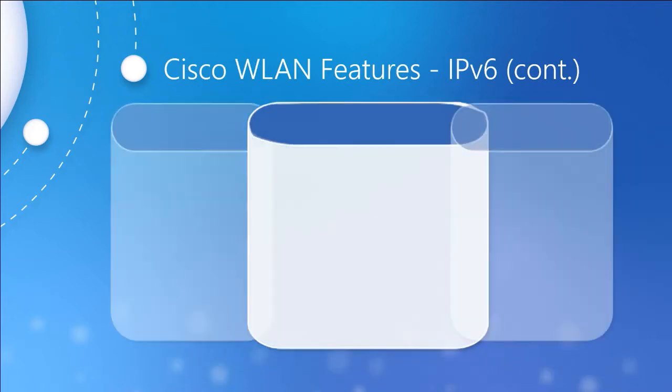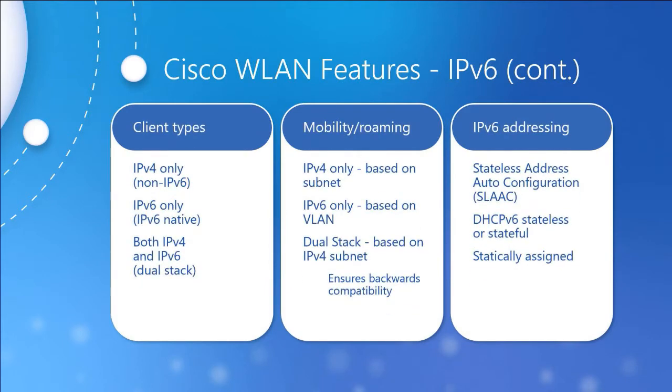Kind of continuing on this discussion here real quick, we briefly need to discuss the client types and its impact on mobility roaming, as well as the other types of IPv6 addressing. Beginning with the client types, the most advanced clients are considered IPv6 native since they only use IPv6. IPv4 clients are considered, take a guess, non-IPv6. Finally, there are dual stack clients that are capable of supporting IPv4 and IPv6.